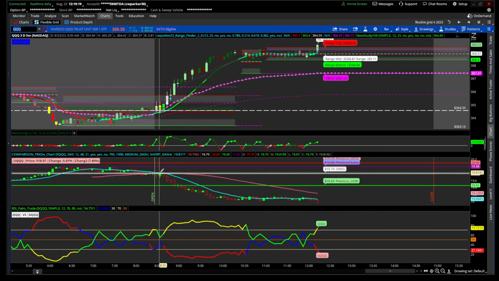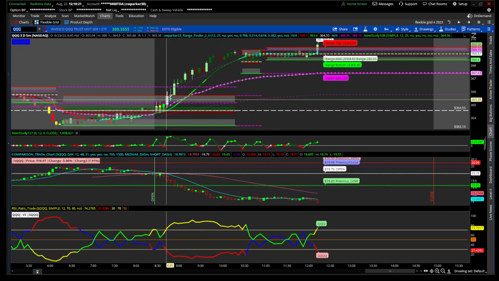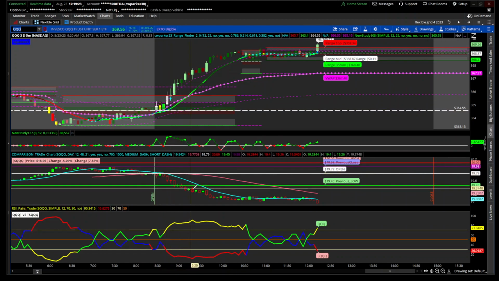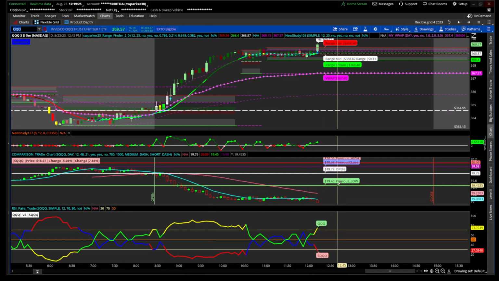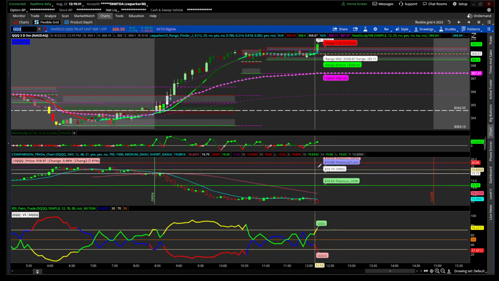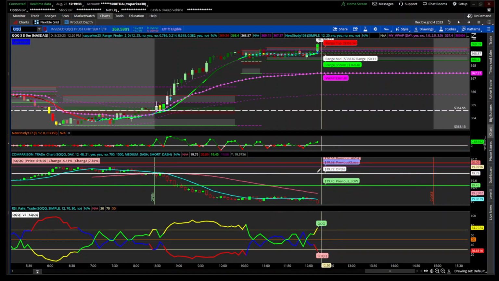And you can see this chart is for SQQQ. So while QQQ is moving up, SQQQ is moving down. It broke through its previous low. And this was its open. This is previous close, and that's its previous high.